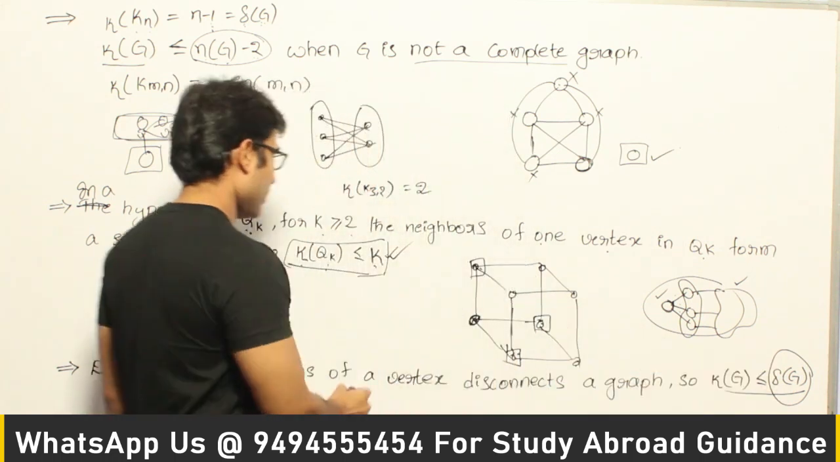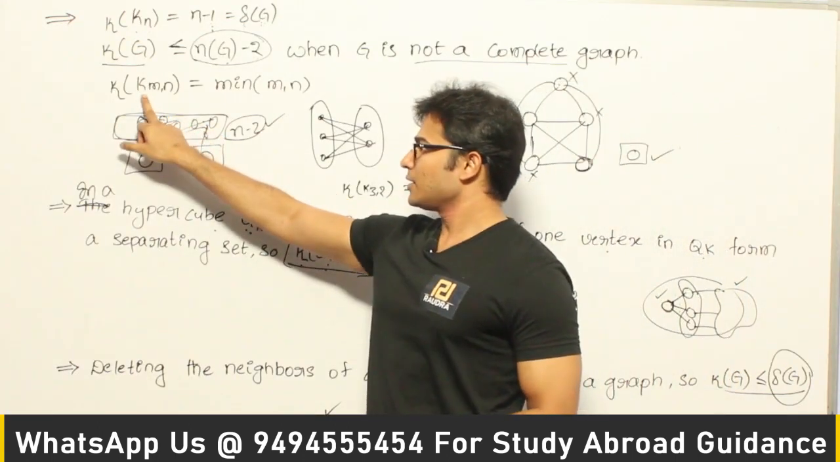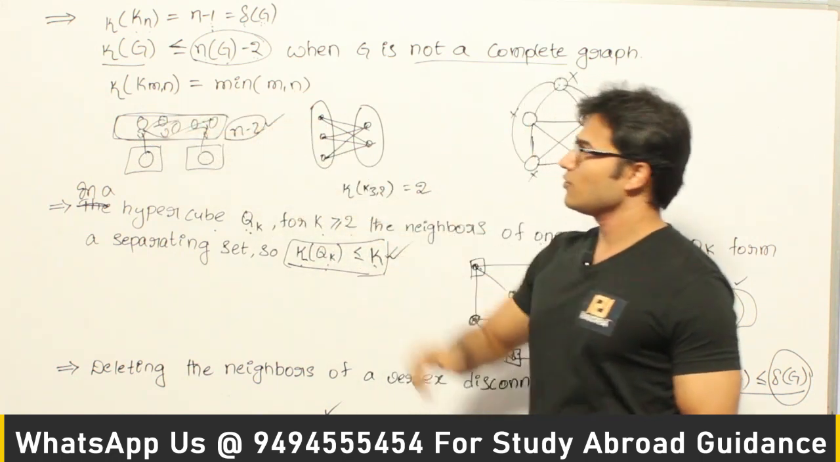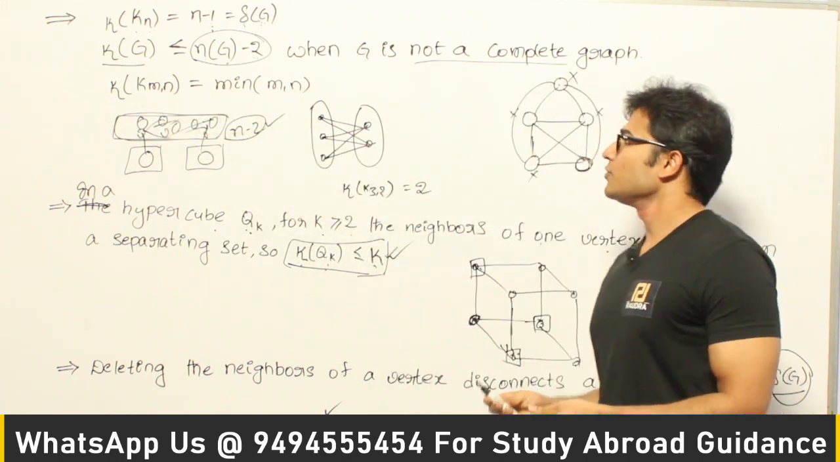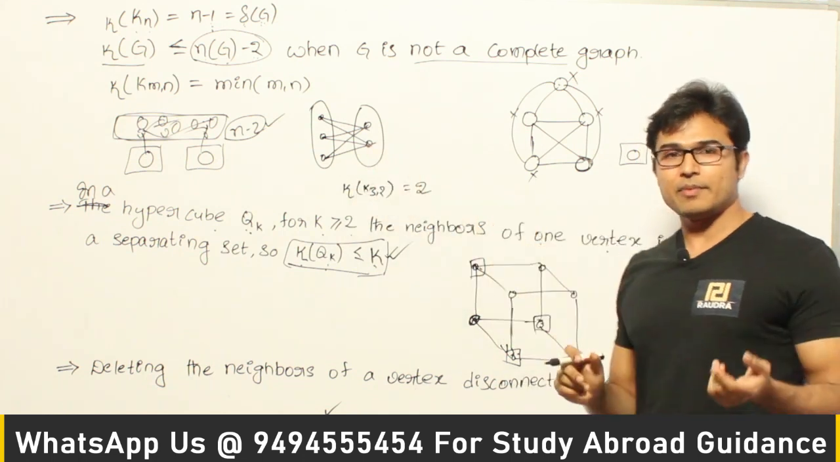Got it? Now one more point. Kappa of the bipartite graph K_{m,n} is the minimum of m, n. So which means if you have a complete bipartite graph K_{m,n}, what is a complete bipartite graph?